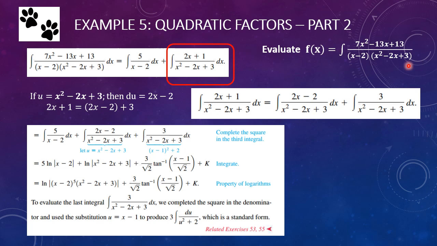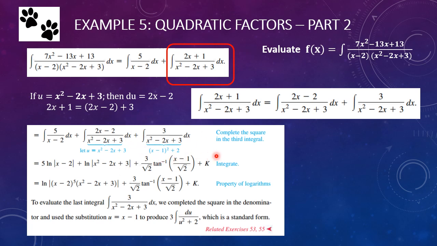So let's look at the final pieces of this example. We get the integral of 5 over x minus 2 dx. Very simple. This is 5 times the natural log of x minus 2. All right. The second integral, we have 2x minus 2 over x squared minus 2x plus 3. If we make u equal the denominator, this gives us du over u. So the integral is simply the natural log of the denominator, x squared minus 2x plus 3.